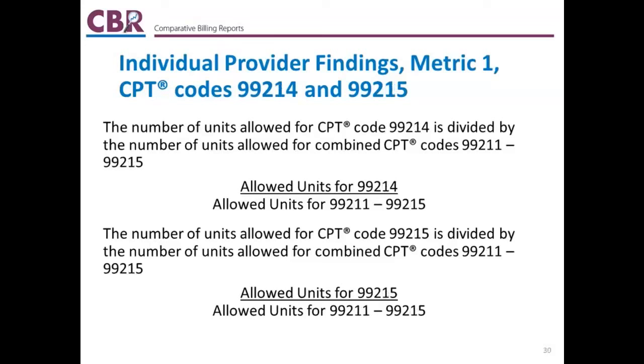Still within metric 1, we can move next to the explanation of the calculations for established patient visits. The same calculations were used as with the new patient encounters. The units submitted for 99214 were divided by the total of all submissions for all established patient encounter codes. And again, this calculation shows us, out of all the submissions for established patients, what percentage of those were 99214 level 4 visits. This calculation is again replicated using the claim submissions of 99215 in the numerator, which again shows us the percentage that level 5 visits represent.